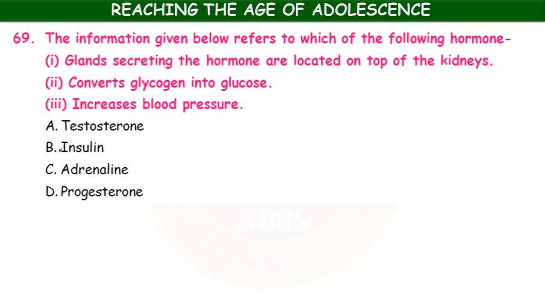The information given below refers to which of the following hormones? Glands secreting the hormone are located on the top of the kidneys. Convert glycogen into glucose. Increase blood pressure. Testosterone, insulin, adrenaline, progesterone. So actually adrenaline, no doubt, but this one is not related to adrenaline. So this is related to glucagon, pancreas. Okay, the remaining 1 and 3 statements are related to adrenaline.